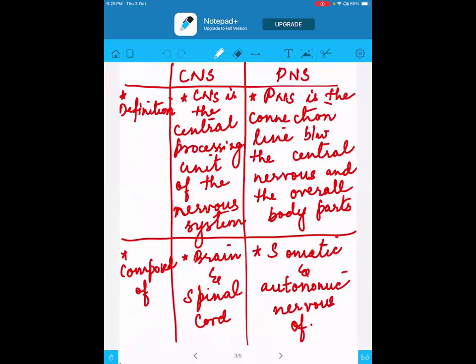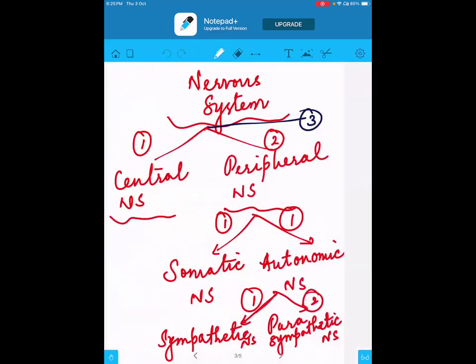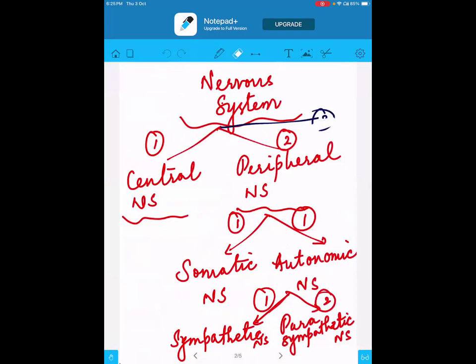So start writing this. Then we will go to the next one. Aarav, understood? Sudhamshu, understood? Yes, ma'am.